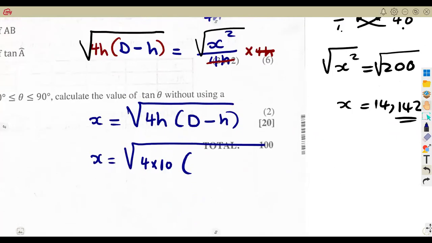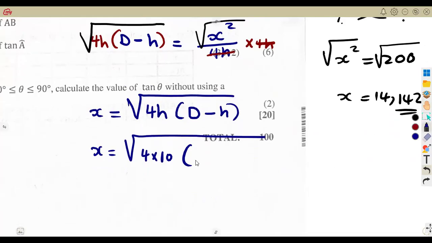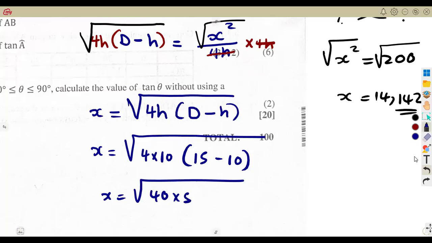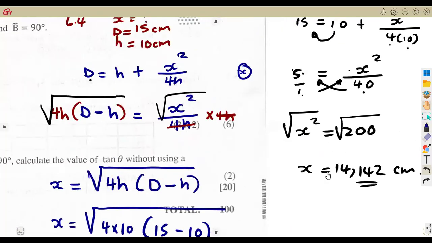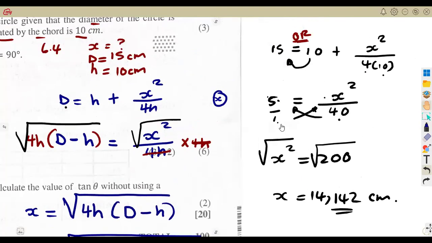H is 10. So that's d minus h, so it's 15 minus 10. 15 minus 10 is 5. So it's going to be the square root of 40 times 5, of which 40 times 5, guys, is 200. So the square root of 200, that's the same answer, 14.142 centimeters. Just like that. You can make x the subject of the formula, or just substitute and solve it as an equation like this.